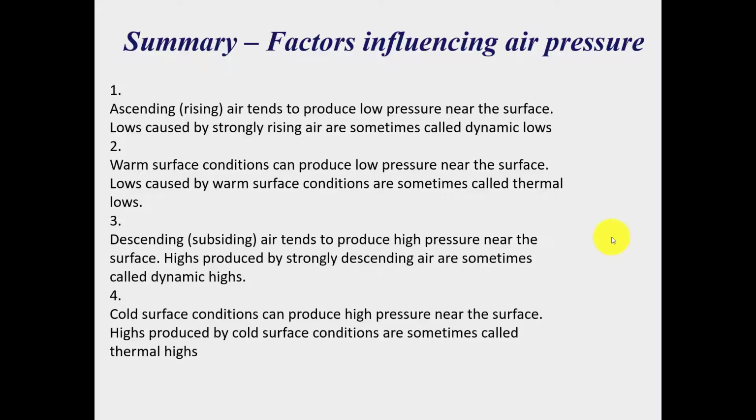Descending or subsiding air tends to produce high pressure near the surface. Highs produced by strongly descending air are sometimes called dynamic highs. Cold surface conditions can also produce high pressure near the surface. Highs produced by cold surface conditions are sometimes called thermal highs. So when we talk about air pressure, there's an influence of air movement, and there's also an influence of temperature.